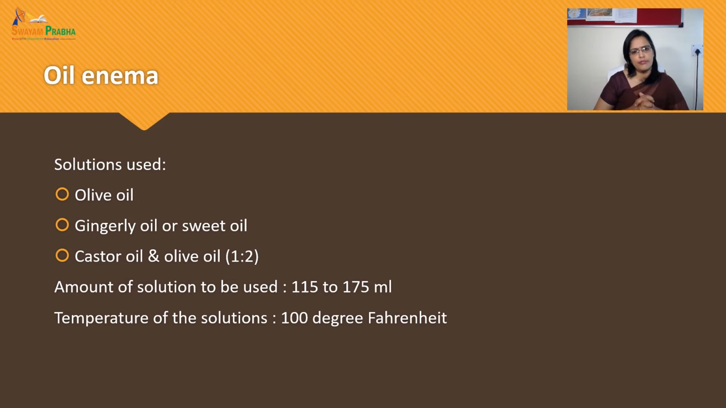The solution for oil enema is olive oil, ginger oil or sweet oil, castor oil, olive oil in 1:2 ratio. The amount of solution to be used is 115 to 175 ml, and the temperature of the solution is 100 degrees Fahrenheit. This is in case of oil enema.